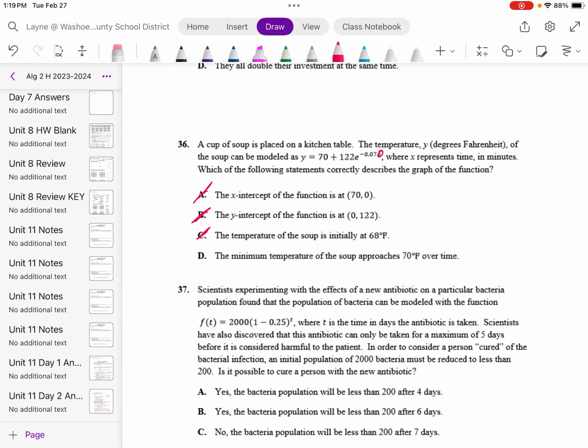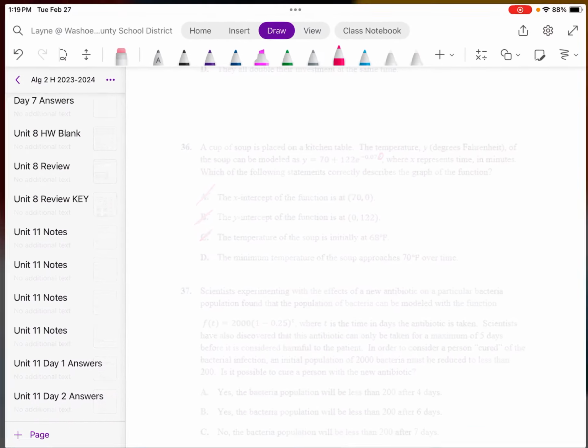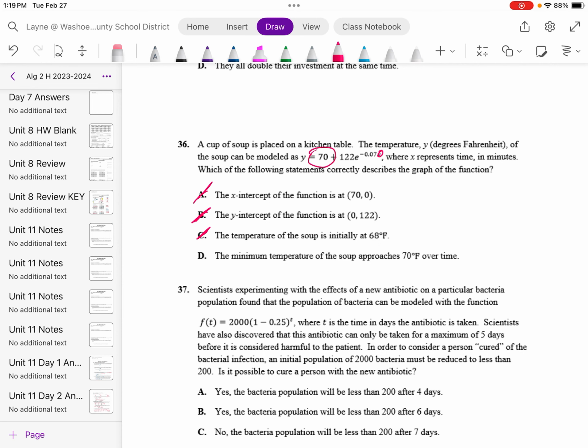And then the minimum temperature of the soup approaches 70 over time. That is correct. What's happening here is this is your asymptote. Usually we have it written over here. The asymptote is 70. We have soup that's coming down, and it's approaching this asymptote at 70. Let's see, this is the x-intercept. It's approaching the asymptote, which ends up being 70.